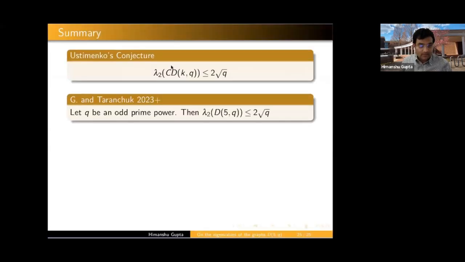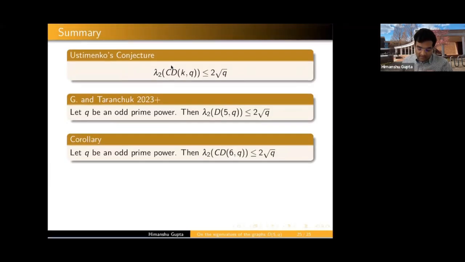What we proved is that if q is an odd prime, then the second largest eigenvalue is at most 2 square root of q. That is, we proved the smallest open case, k equal to 5, and we could prove it only for q being an odd prime power. As a corollary of this result, we proved that it is true for k equal to 6 as well. Why? Because D(6,q) is basically q isomorphic copies of D(5,q). Each component of D(6,q) is nothing but D(5,q).